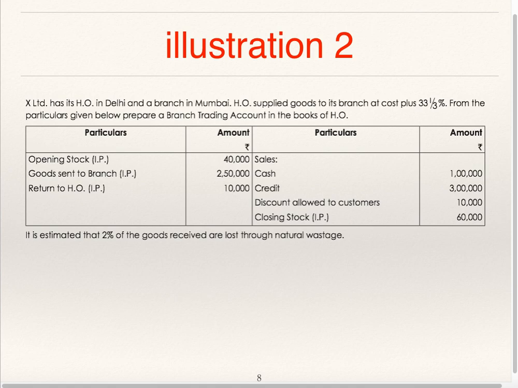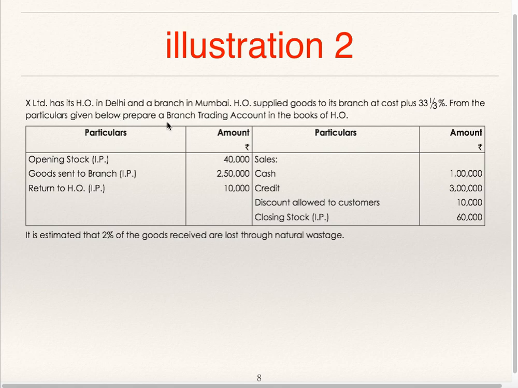Now we'll go to illustration second. X Limited has its head office in Delhi and branch in Mumbai. Head office supplied goods to its branch at cost plus 33 and 1/3%. Therefore, loading is 25% of invoice price, that is 1/4 of invoice price. We have already seen calculations. Remember it as a rule: 1/4 of invoice price is loading.